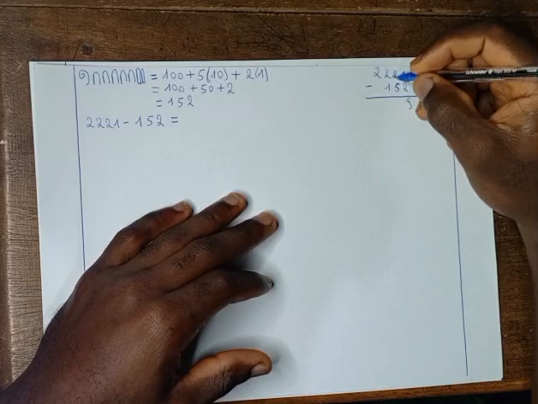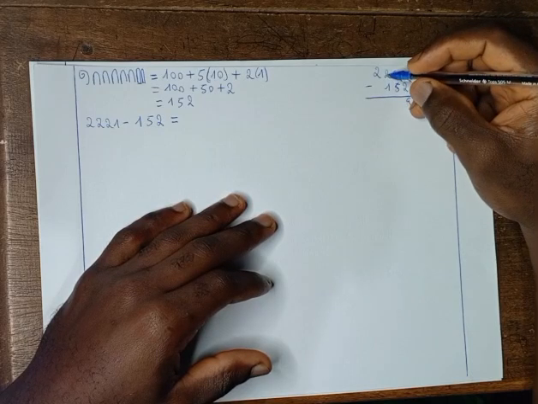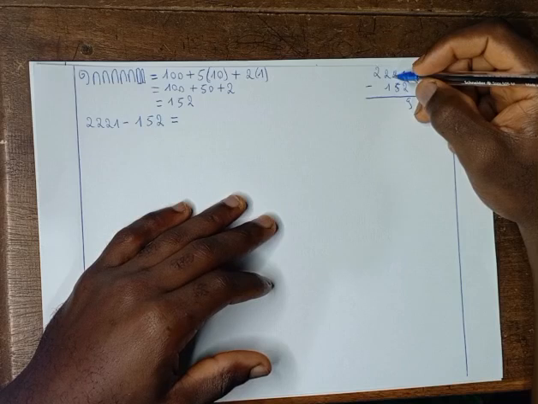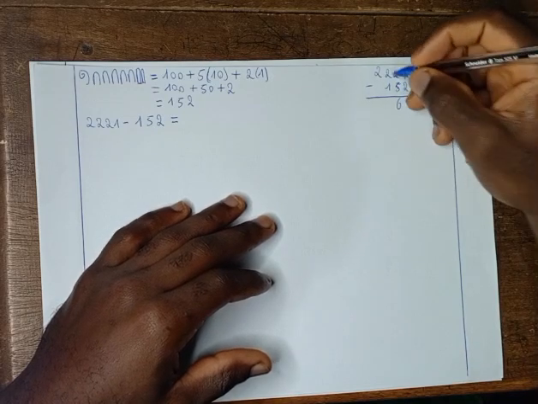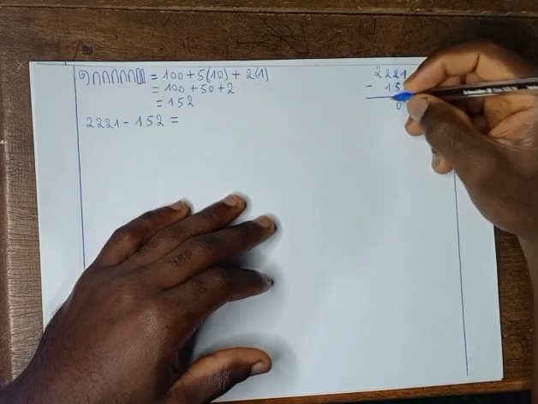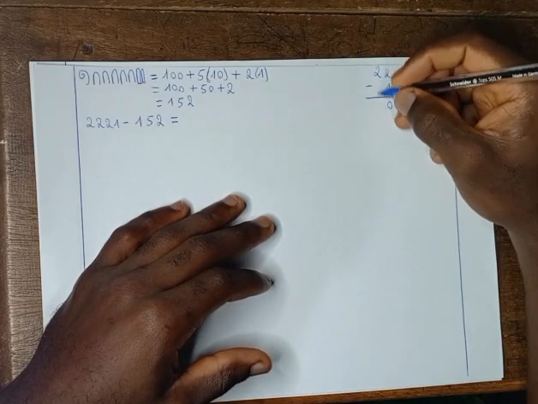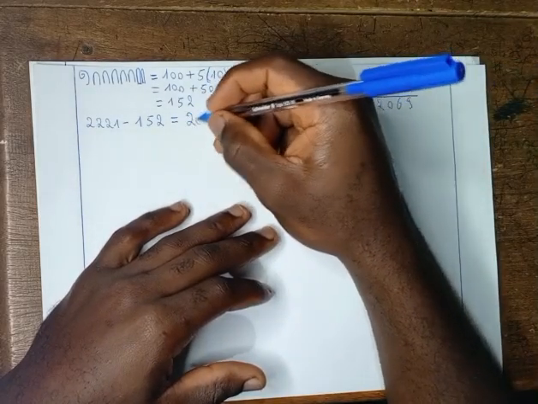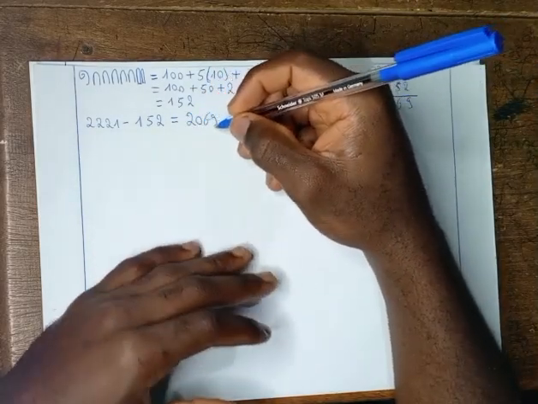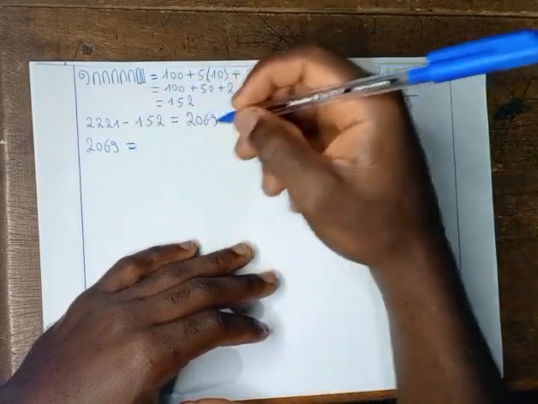Here we are left with 1, which is less than 5, so I'll move to the next higher place value. I'll take a 1, which represents a 10. I'll add the 10 to this one to get the number 11. 11 minus 5 gives us 6. Here we are left with 1. 1 minus 1 gives us 0. Here we have 2. 2 minus nothing remains 2. So the result will simply be 2069.